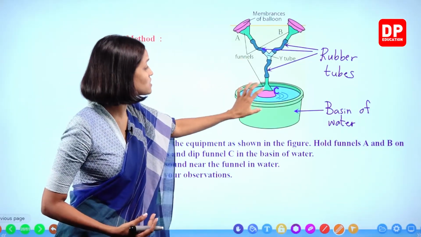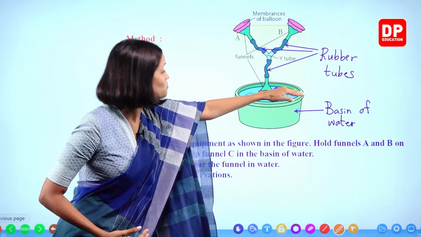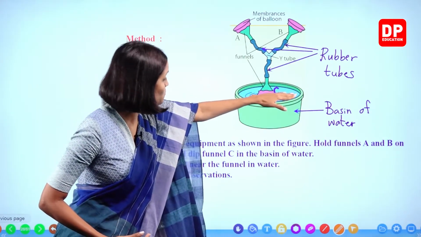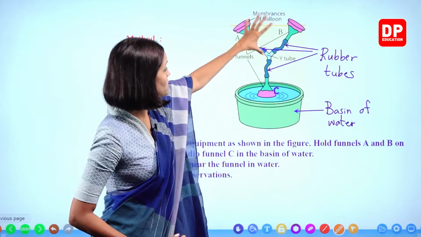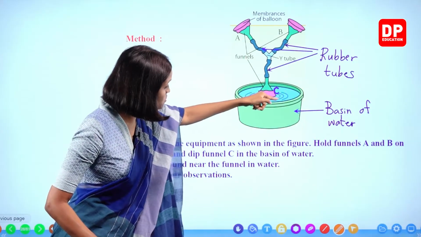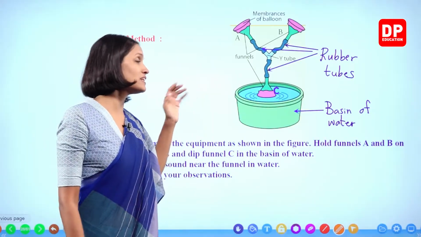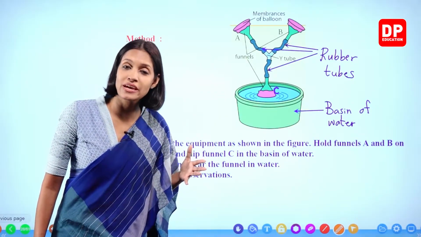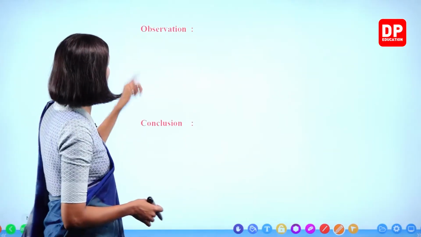I could hear this because when we made the sound in water, through liquids, it spreads to C, and through that C, it spreads through the whole setup to our ears. So the vibrations spread through water, through liquids. Right, children? So it's very clear that sound propagates through liquids. Right? Okay. Observation.